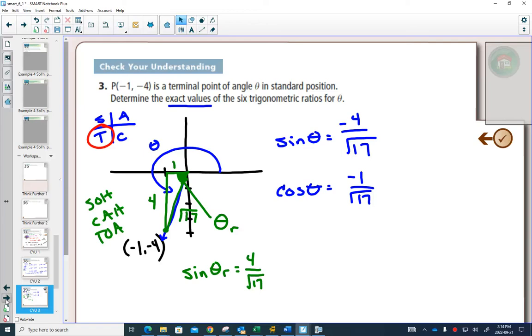So if I want to figure out tan of theta, I go to my triangle. Tan is opposite over adjacent. The opposite side is 4. The adjacent side is 1. So my tan value will be 4 over 1. It'll stay positive because it's in quadrant 3.